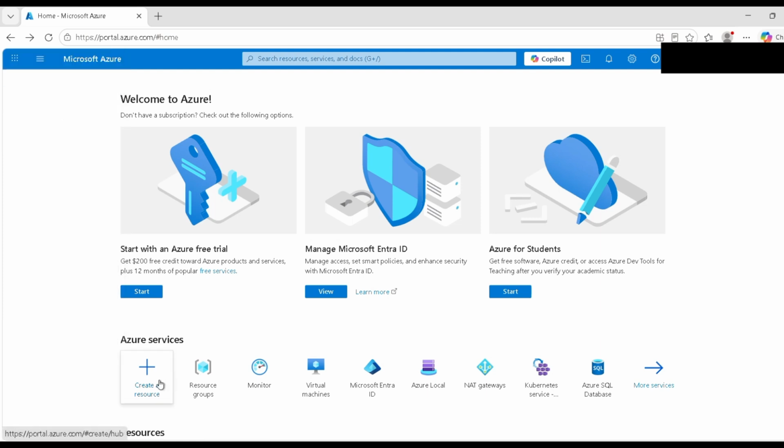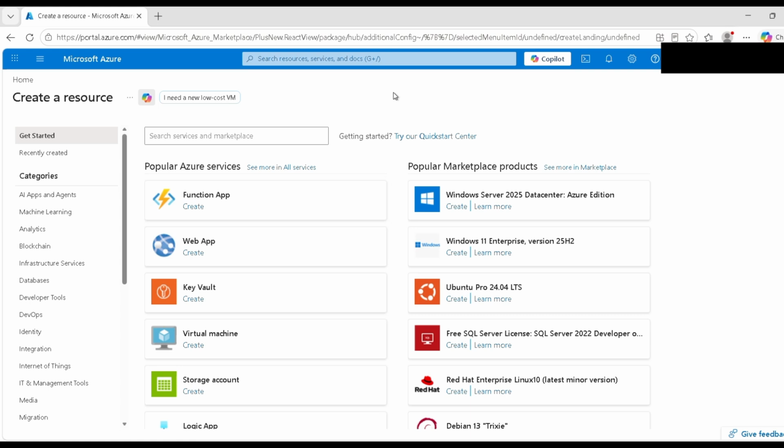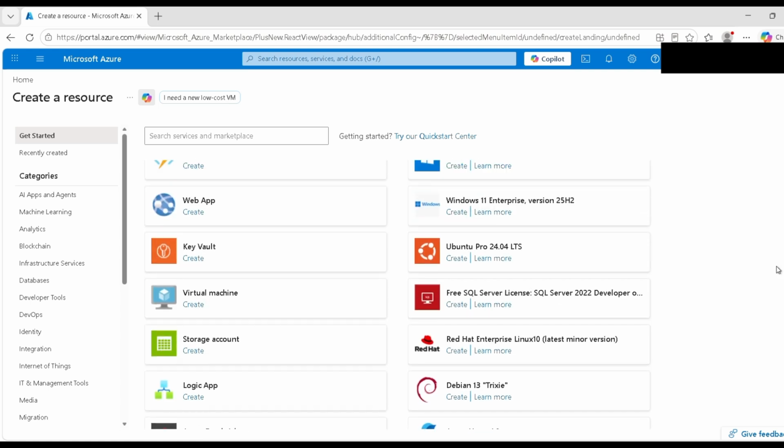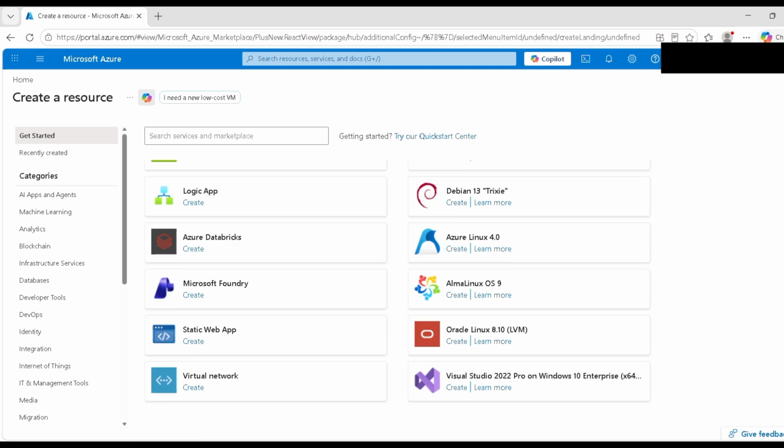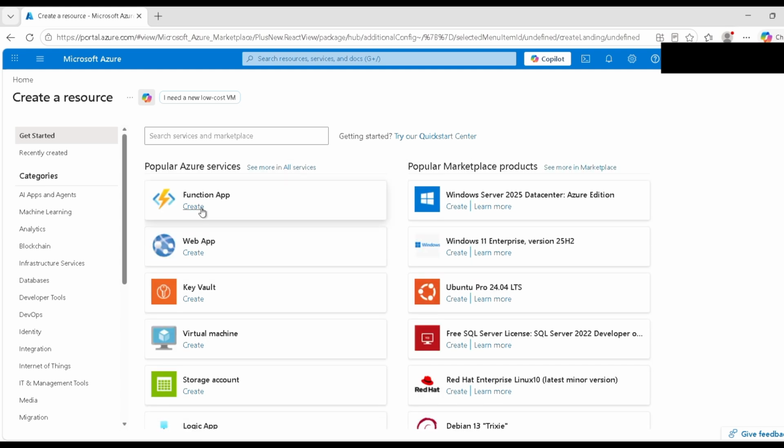But for example, let's say I want to create a new resource. I select create a new resource and I can select whatever resource I want to create. For example, if I want to create a virtual machine, if I want to do a key vault, which in the future I'm going to show you all of this stuff. If I want to do a function, whatever I want to do, I can manage so easily right here with the Azure portal.